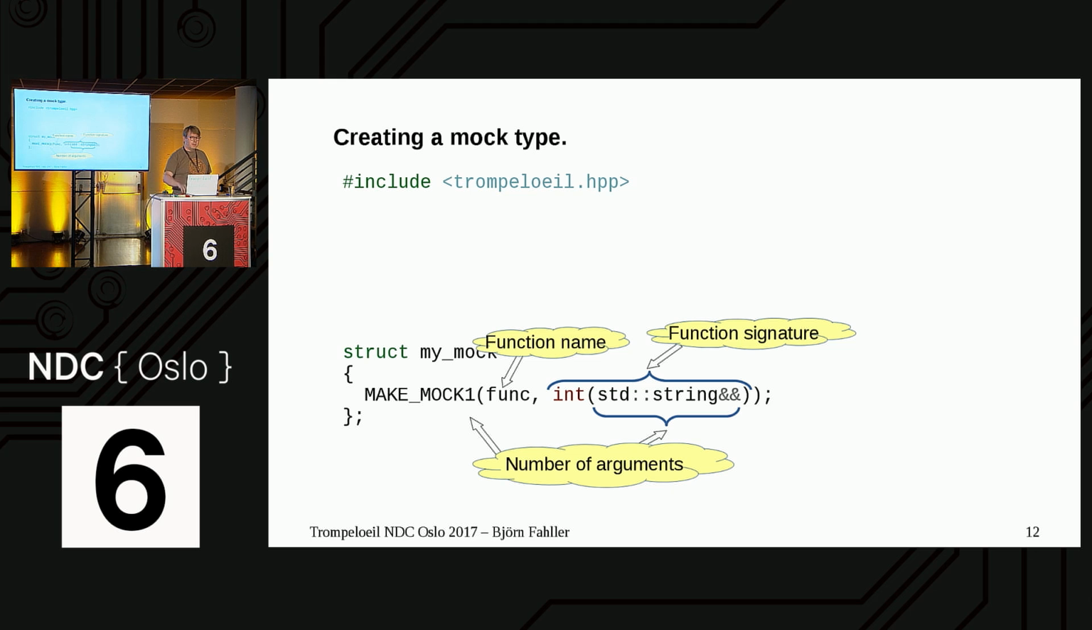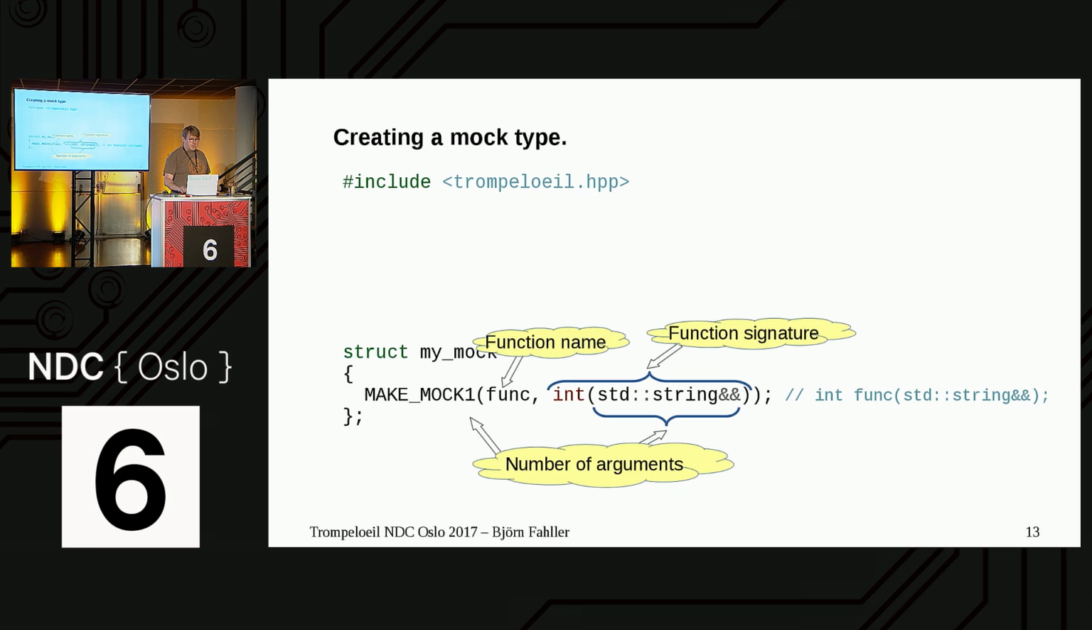So this makes a mock implementation of the function func that takes a string r-value reference and returns an int. I found that many mocking frameworks, even today, have difficulties with some modern constructions like r-value references or move-only types like unique pointer. Trompeloeil is not one of them. It's written in C++14 for C++14.